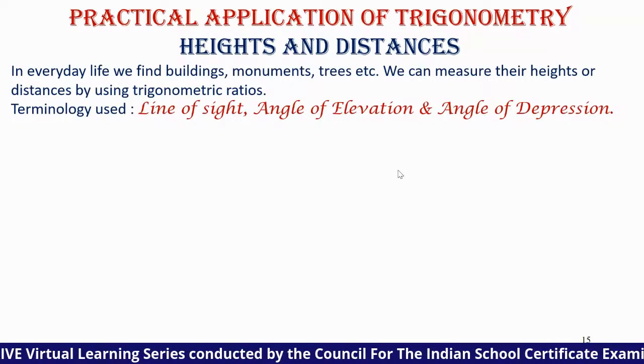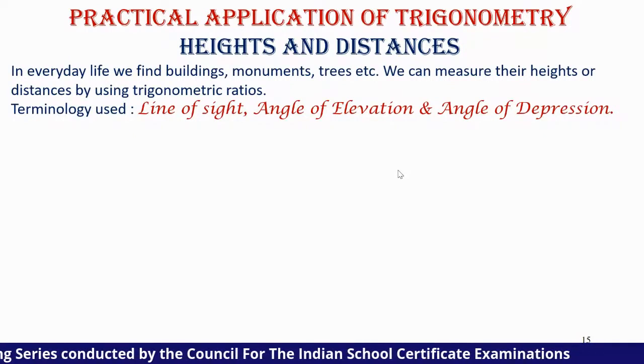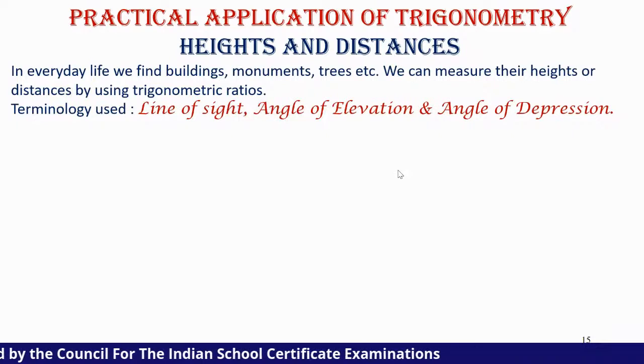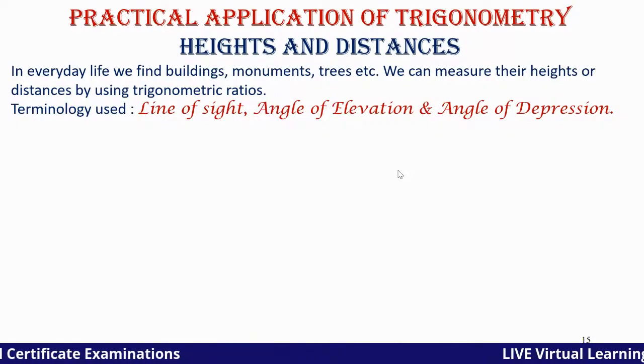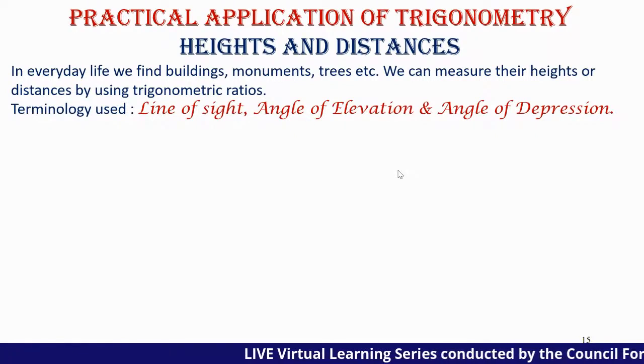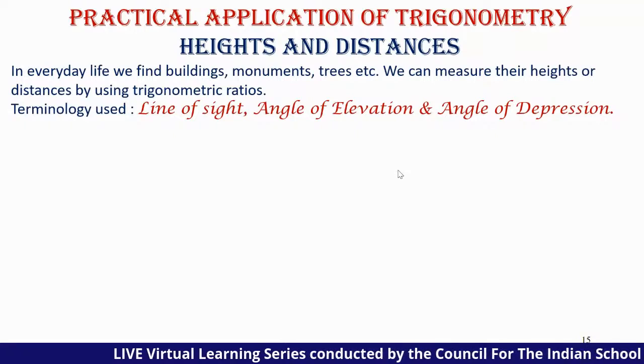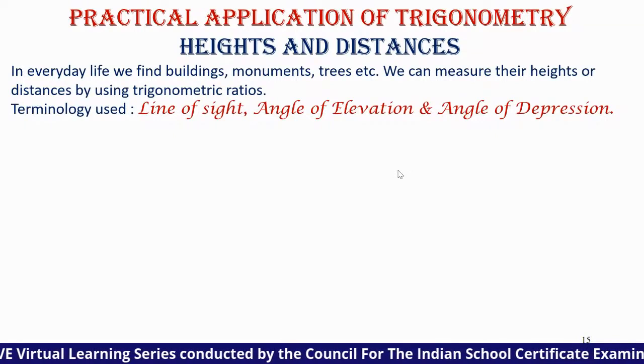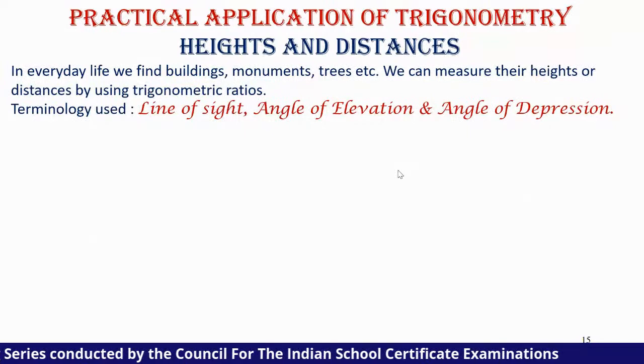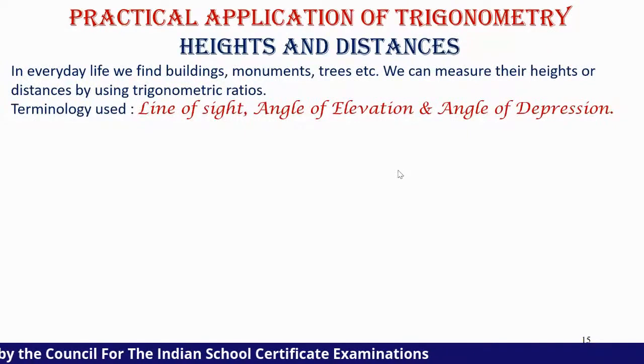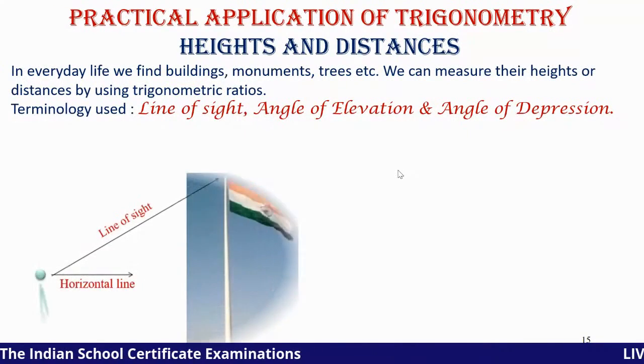So first, some basic terminology that we need to know. One is line of sight, one is angle of elevation, and next is the angle of depression. So these are some very common terms which we need when we are applying trigonometry in different measurements of heights and distances.